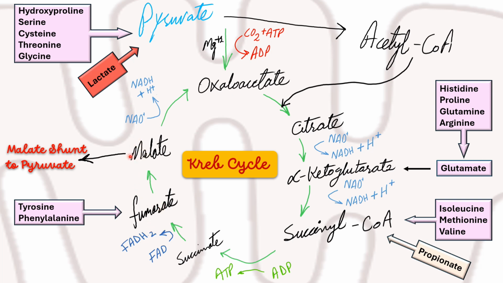Malate is important here because it can shunt out of the mitochondria and go back to PEP to start the cascade of gluconeogenesis, which I will discuss shortly. So from malate, the cycle will go back to oxaloacetate and another NADH molecule will be produced.